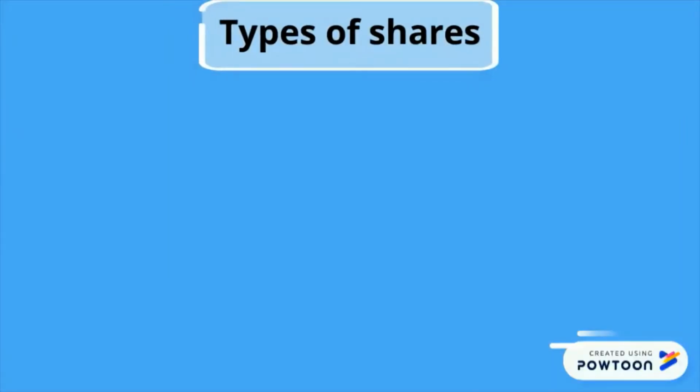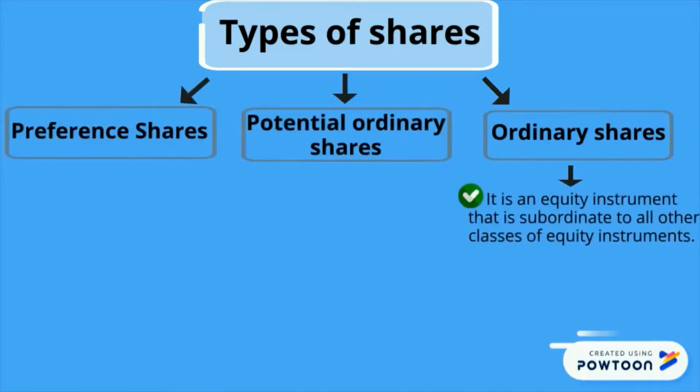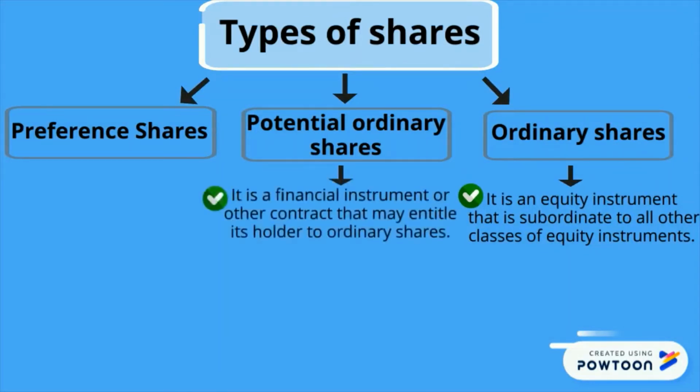There are different types of shares: ordinary shares, potential ordinary shares, and preference shares. Ordinary shares are common stock, an equity instrument which is subordinate to all other equity instruments. A potential ordinary share is a financial instrument or other contract that allows its holder to acquire ordinary shares. Preference shares are shares which are preferred over ordinary shares for dividends.